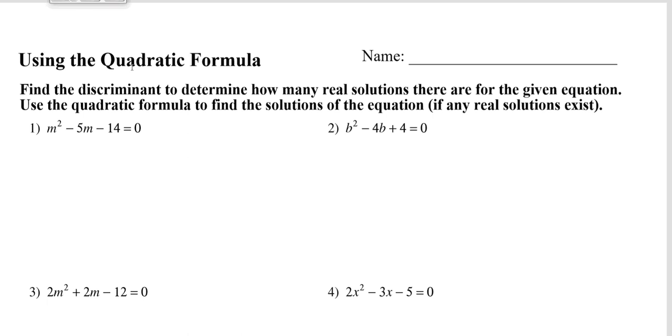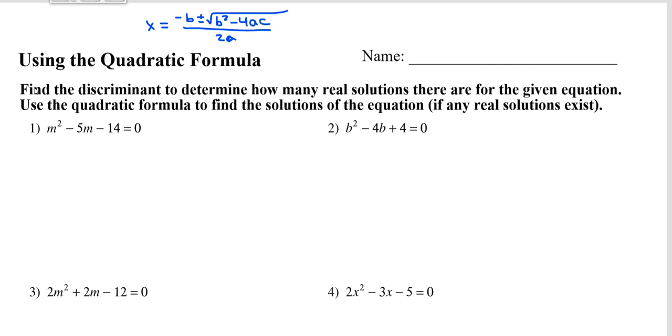So I'm going to write down the quadratic formula up here. X equals negative b plus or minus the square root of b squared minus 4ac all over 2a. There's my quadratic formula. All right. So what you have to do on this worksheet is simply pick out the coefficients for your a, b, and c, plug them in, and then simplify. I'm sorry, the first thing you actually need to do is find the discriminant to determine how many solutions there are, and then use the quadratic formula to find those solutions if they exist.